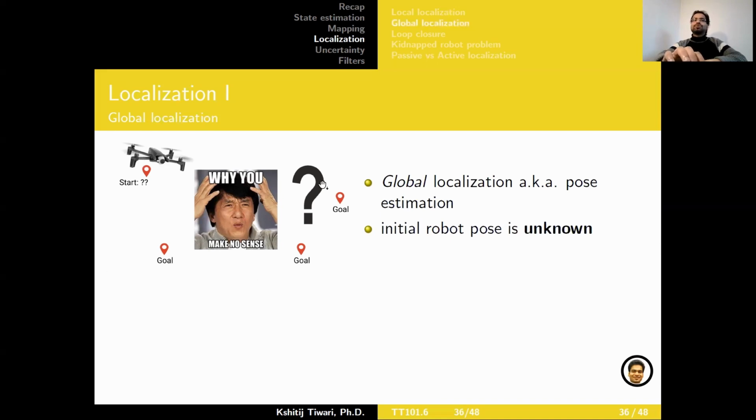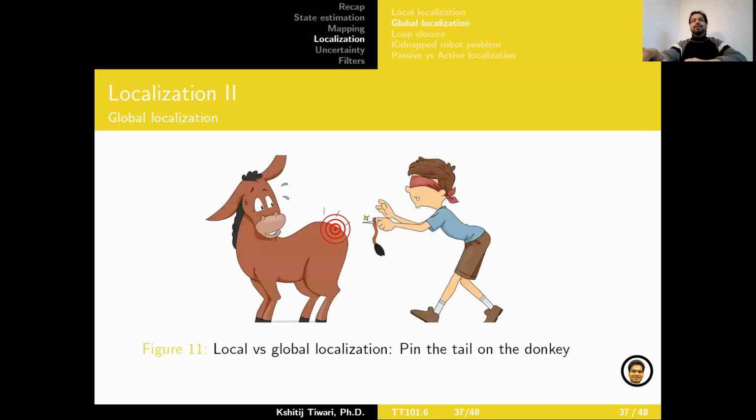So as opposed to pose tracking, because there's nothing to track, you don't know the pose, this is now called pose estimation, because the robot pose is unknown from the start. So you have to estimate it first and then update it accordingly.